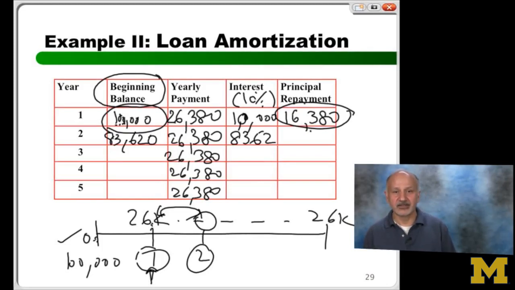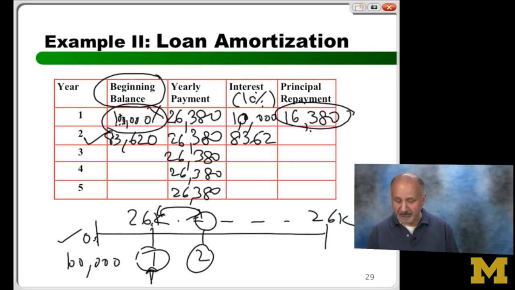How did I do that? Pretty straightforward again. The interest rate is 10%. I took the 10% and I didn't multiply it to the 100,000. I multiplied it to 83,620. Why? Because I don't owe the bank 100,000. I owe the bank only 83,000 at the end of the first year.